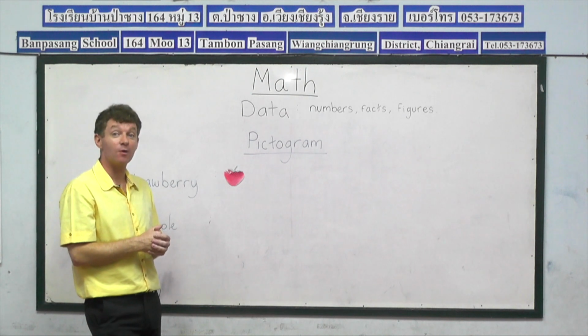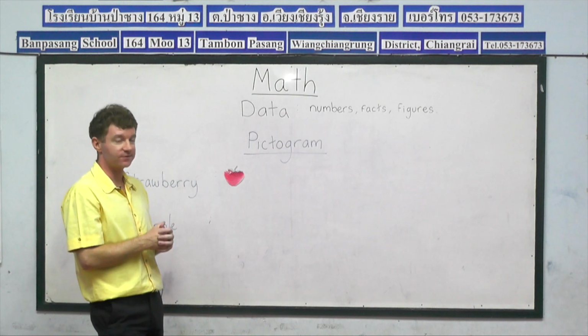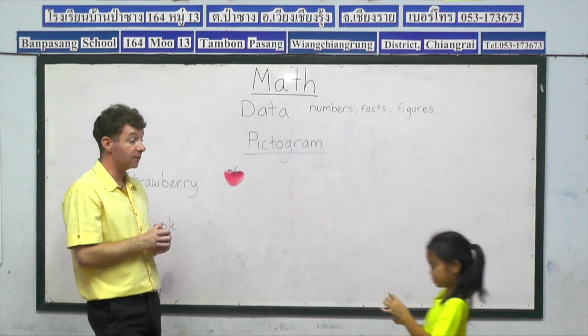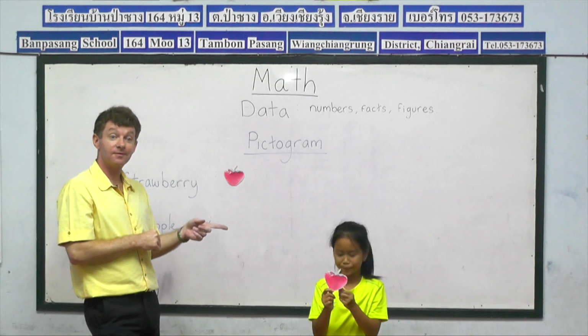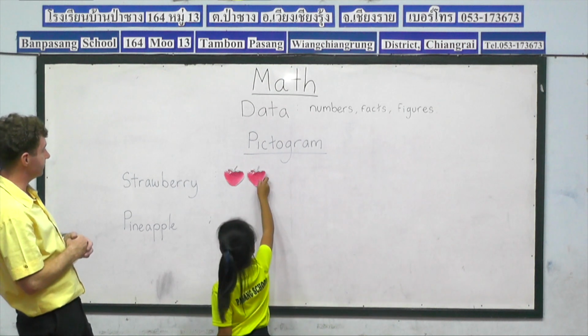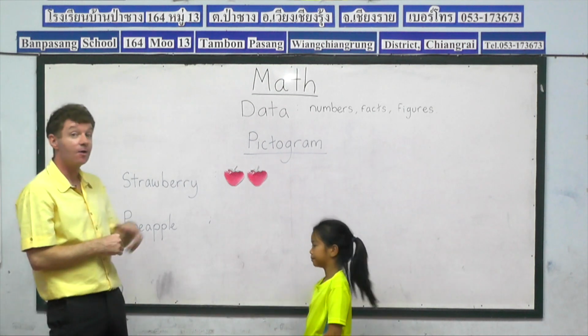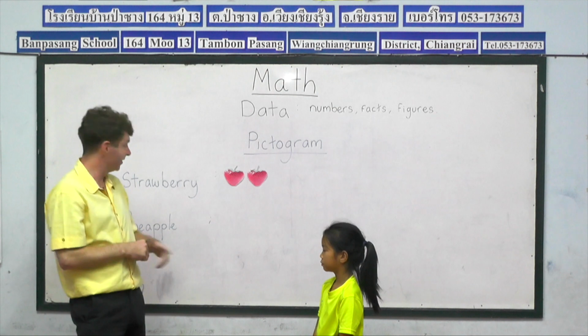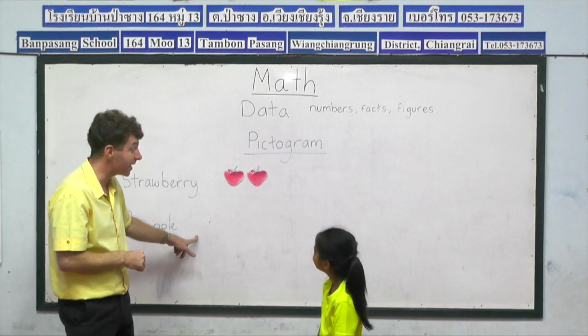Okay, so let's see what fruit Prel will bring forward. Prel has also brought strawberry. So now we can place it and we can see already we have 2 for strawberry but none for pineapple. Prel, excellent.